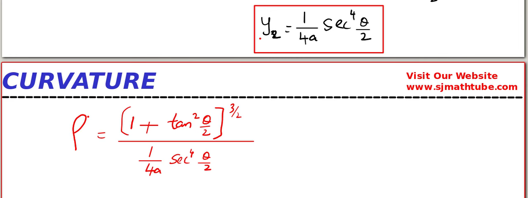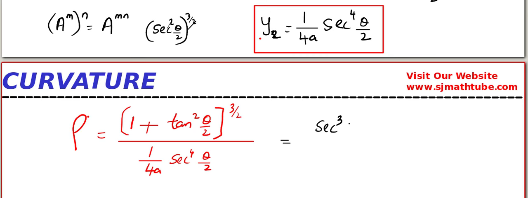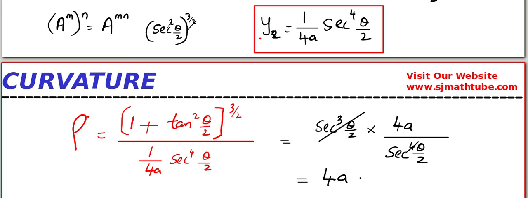By the way, do you remember what is 1 plus tan square theta by 2? Of course, sec square theta by 2 and whole power 3 by 2. I think you did not forget, a power m, the whole power n gives you a to the power m into n. So sec square theta by 2, the whole power 3 by 2 is going to give you sec cube theta by 2, the whole divided by, okay, I'm going to put it as a product, 4a divided by sec to the power 4 theta by 2, so we get the answer 4a cos theta by 2.